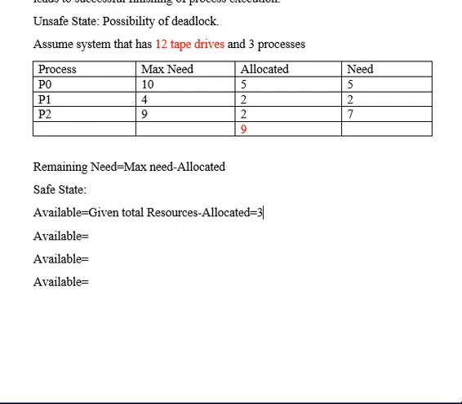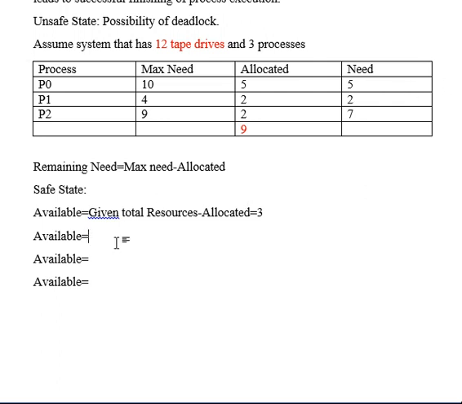For that, the next step is to check if these 3 resources can be allocated to any of the processes. We'll start with P0 first. P0 needs 5, so definitely we cannot allocate these 3 resources to it, and it will not start its execution. What about P1? Can P1 finish its execution? Yes. We have 3 and it needs 2, so I can allocate resources to P1.